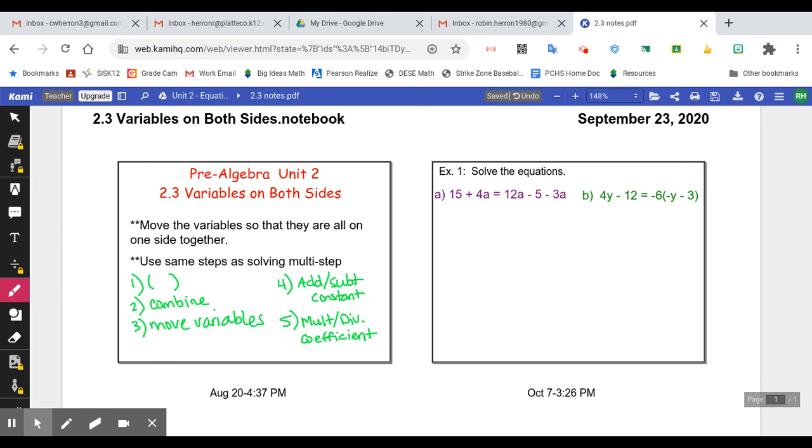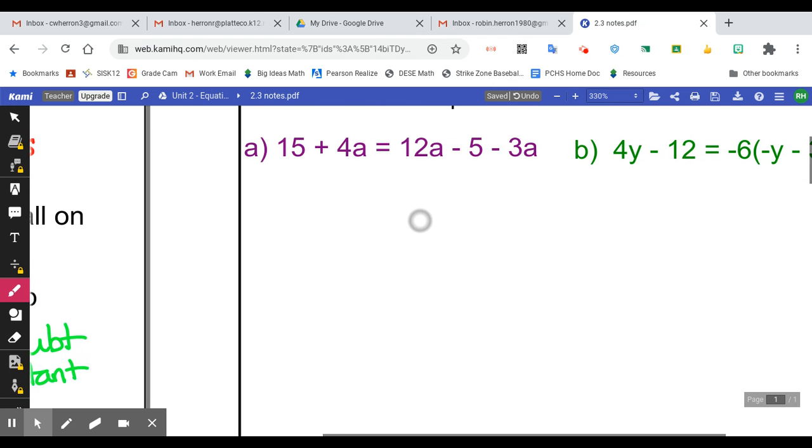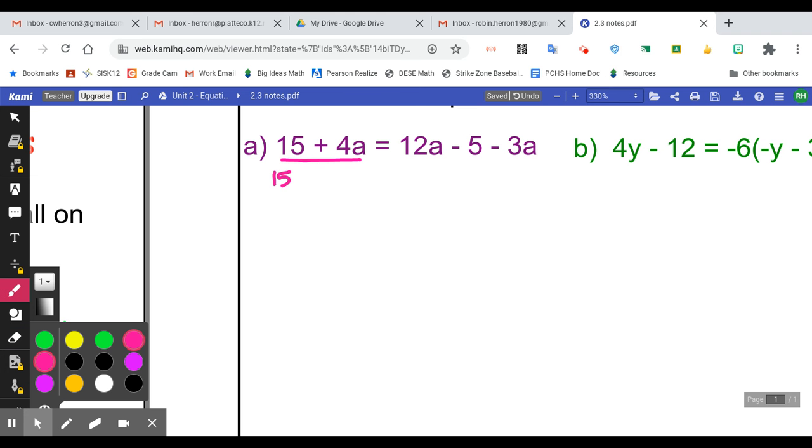Okay, so starting over here with letter A, we have no parentheses. So we're going to start right in with combining like terms. Nothing over here on this side goes together, so I'm just going to keep it as 15 plus 4a equals, and then we have these two, 12a minus 3a gives me 9a minus 5.